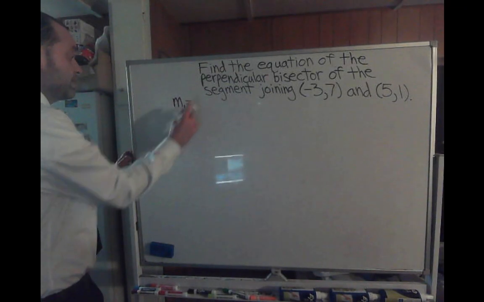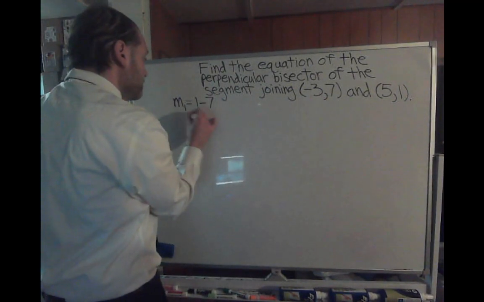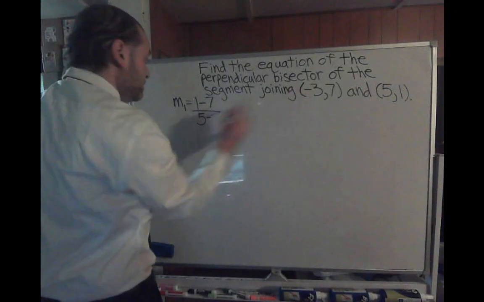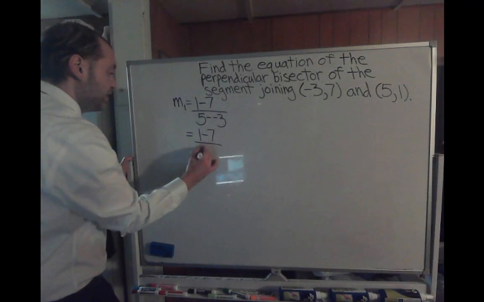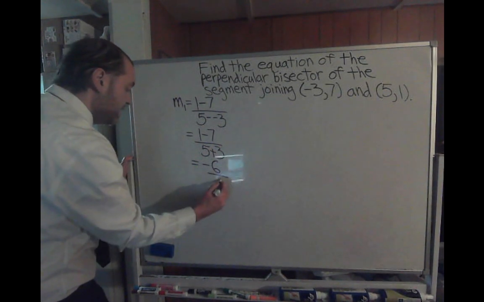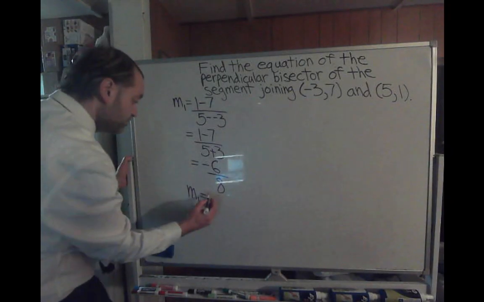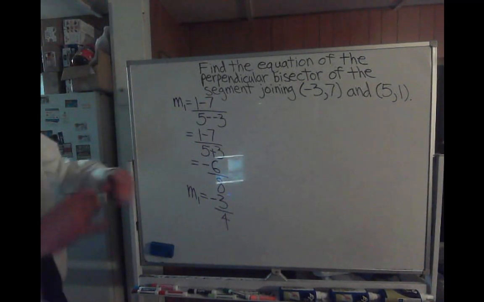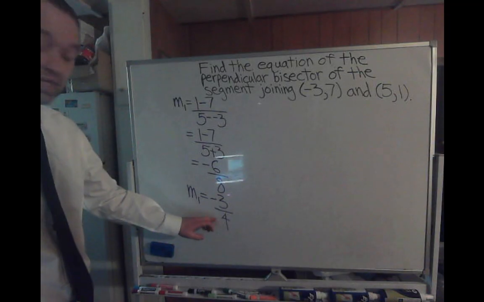The slope equals y2 of 1 minus your y1 of 7 over your x2 of 5 minus your x1 of negative 3. So this would become 1 minus 7 over 5 plus 3, which would give you negative 6 over 8, which would give you the slope of that line segment joining those 2 points to be negative 3/4. So the slope of the line segment joining negative 3, 7 and 5, 1 is negative 3/4. Okay?